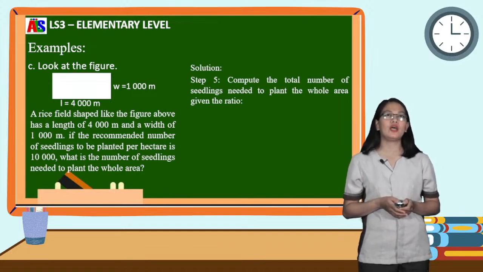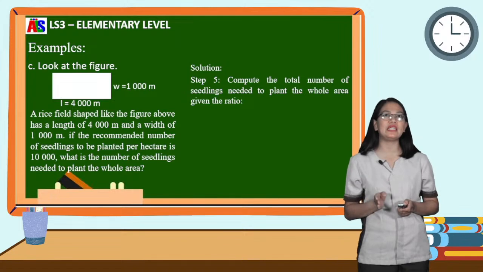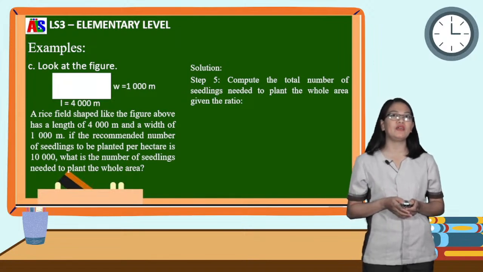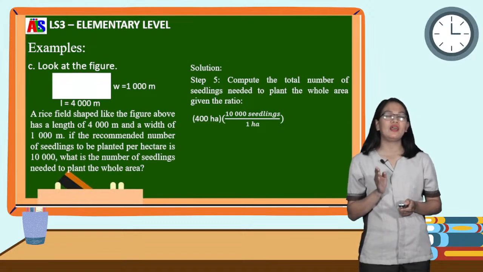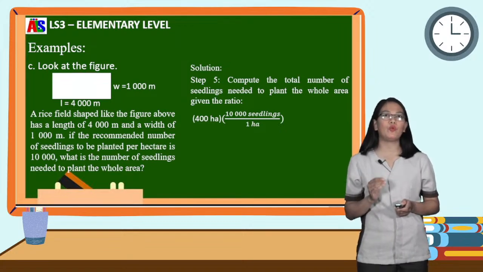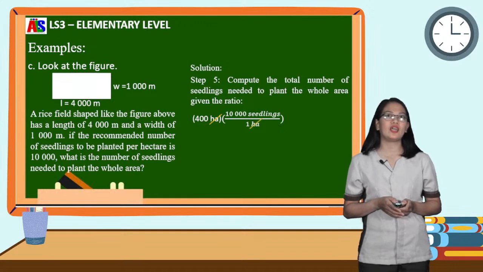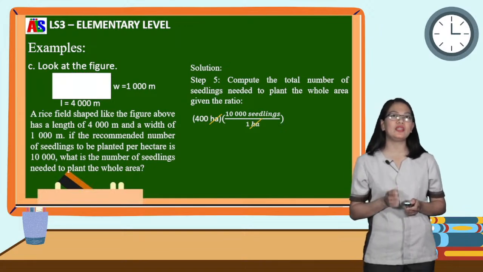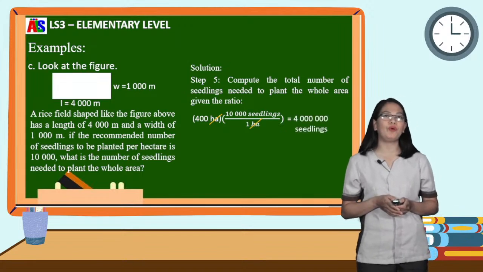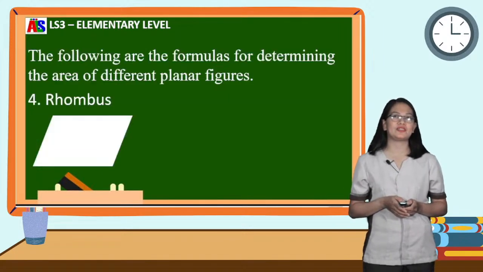Compute the total number of seedlings needed to plant the full area given the ratio. 400 hectares times 10,000 seedlings over 1 hectare. Cancel hectare. We have 400 times 10,000 seedlings, which is equivalent to 4 million seedlings.